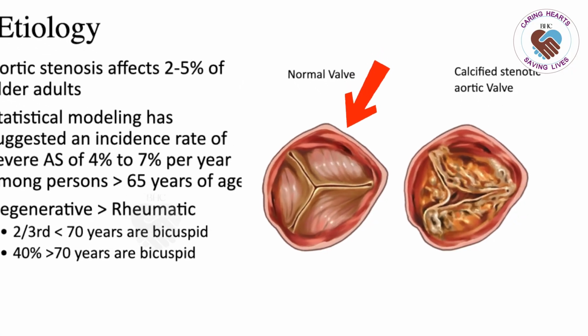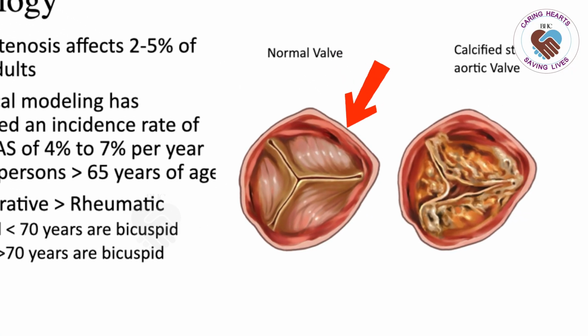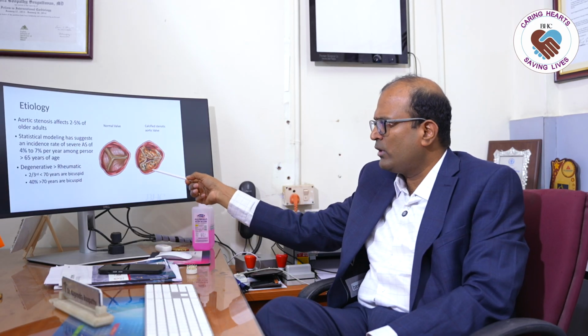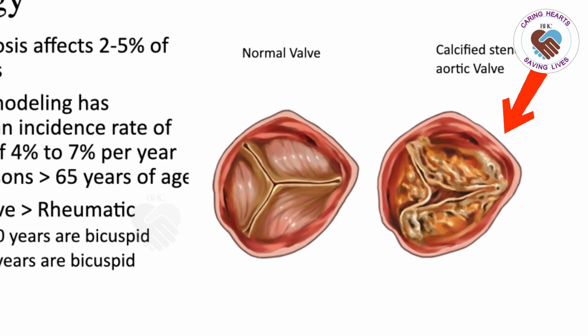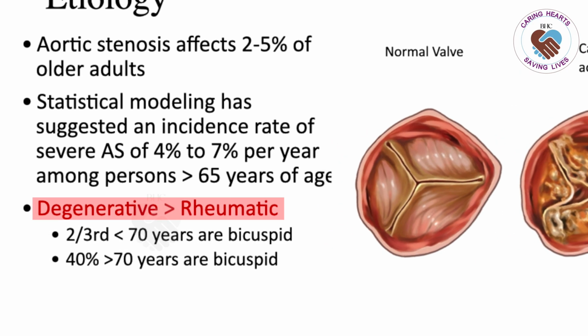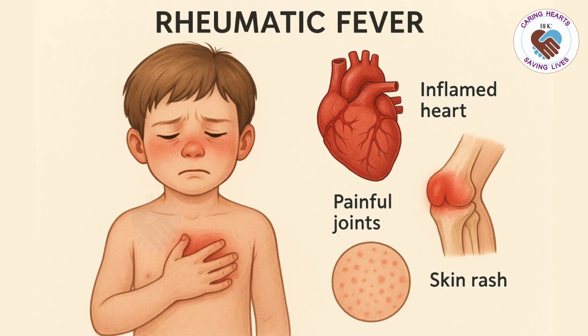If you look at this particular figure, this is the normal aortic valve where the valve leaflets are quite glistening in structure. This is a diseased aortic valve where a lot of calcium is sedimented on the leaflet with restricted motion. The most important cause of aortic stenosis is the wear and tear mechanism, that is degenerative aortic valve disease, followed by rheumatic heart disease, where people who get rheumatic fever in early childhood develop this problem at the age of 5th decade or 6th decade.